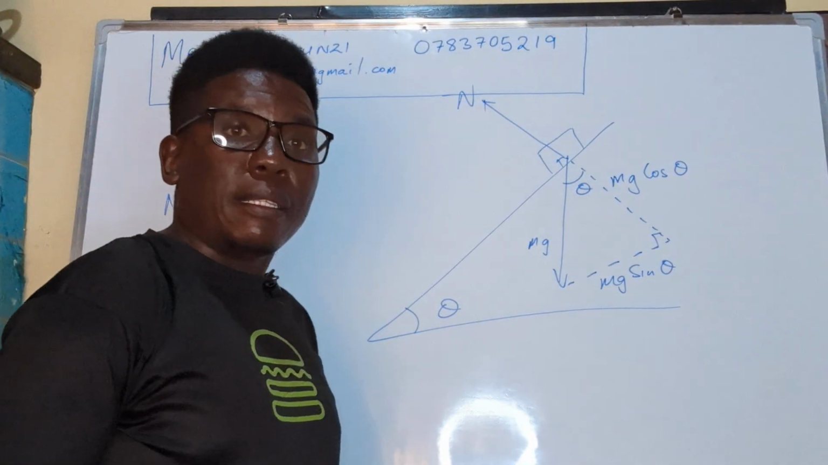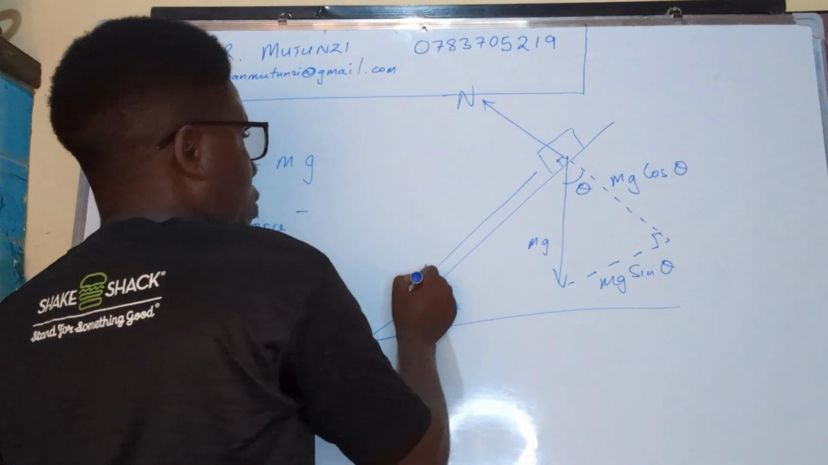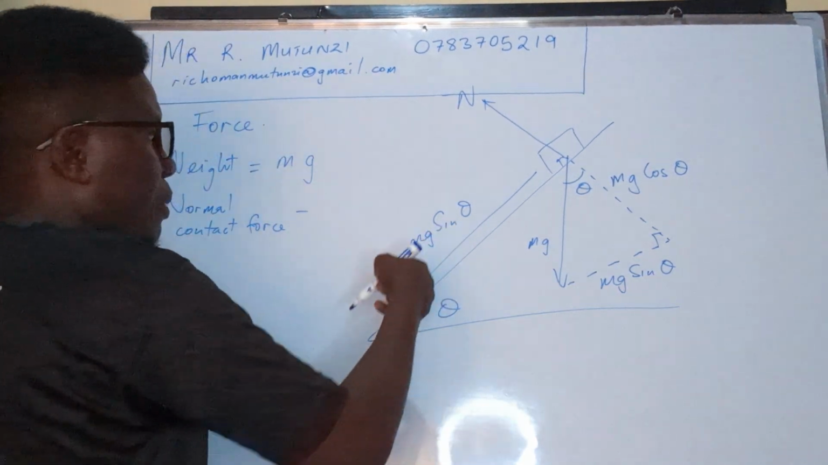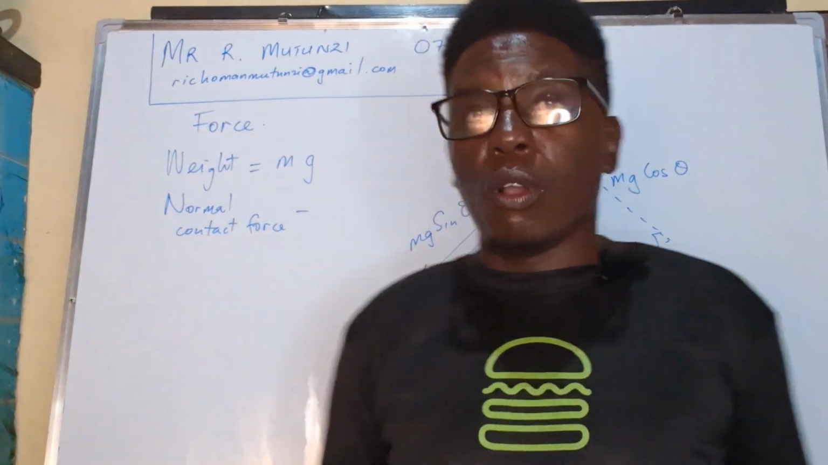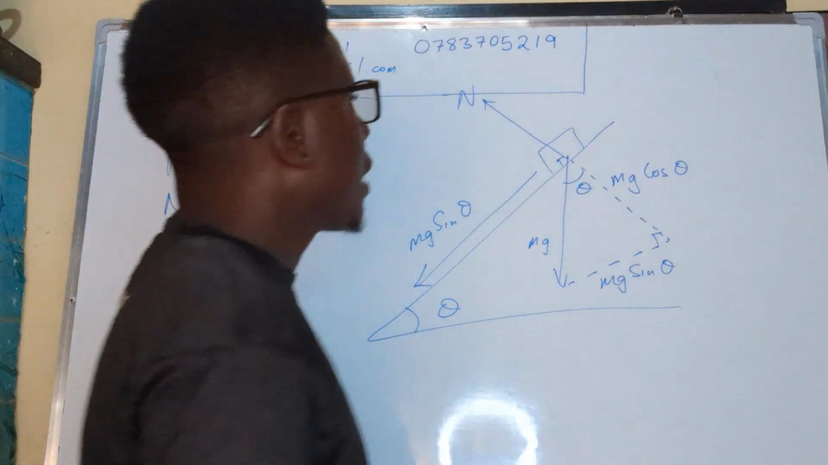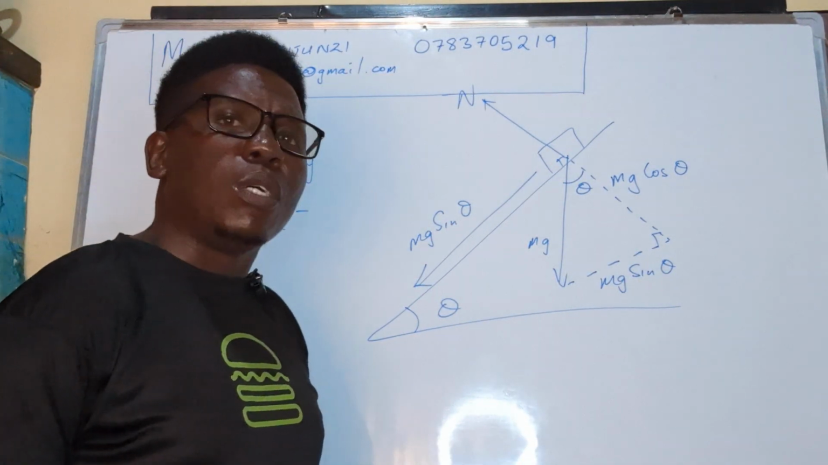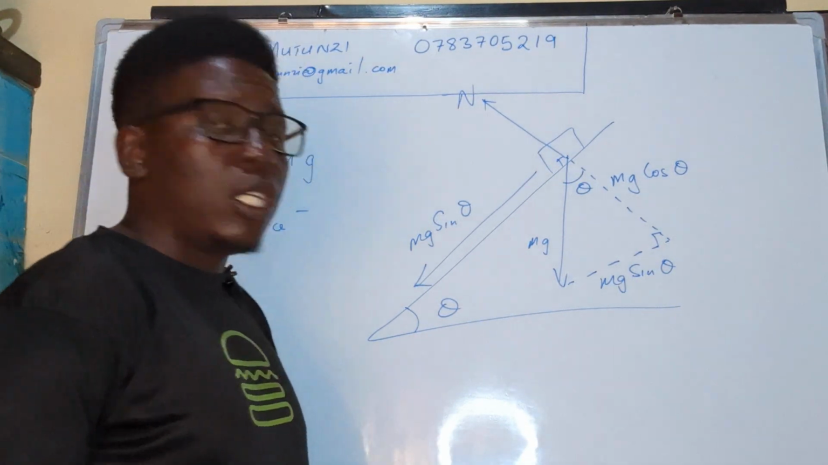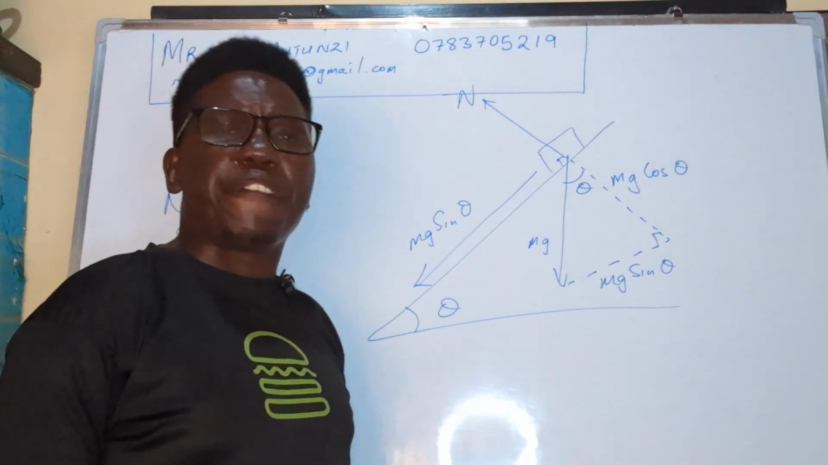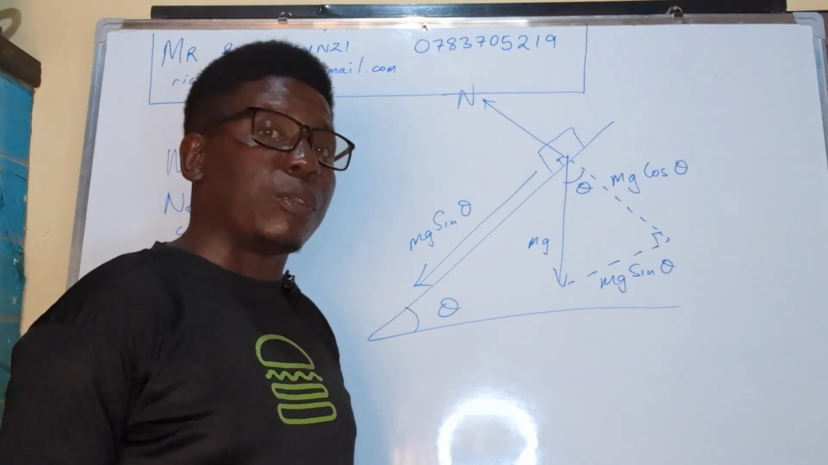So the force that causes objects to move down the ramp is what we call mg sine theta. So mg sine theta is responsible for a body to slide down the slope. And we also have mg cos theta, which is a force that balances the normal contact force. Okay, today we want to consider a body that is resting on a frictionless surface. So we want to find an expression for the acceleration down the ramp.